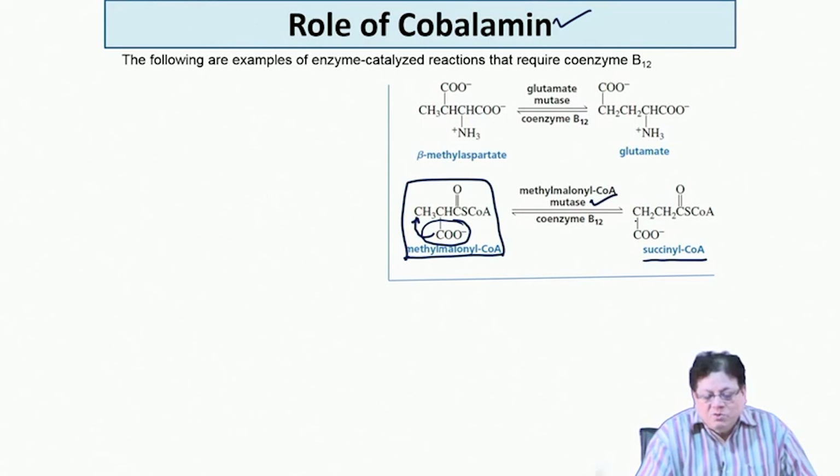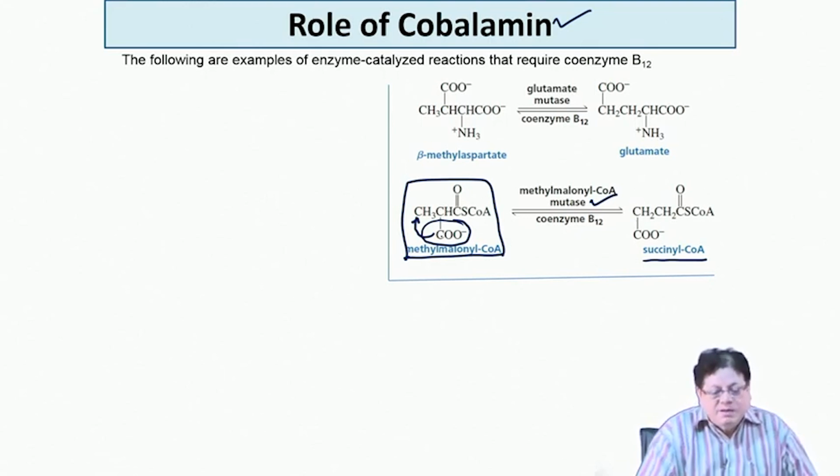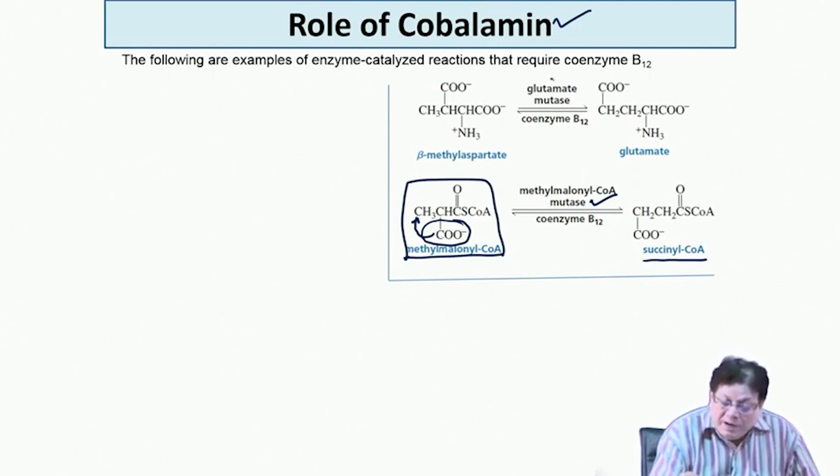So, through this isomerization you get succinyl CoA, because their molecular formula remains the same, only their constitution becomes different. That is a mutase. You can have glutamate mutase.